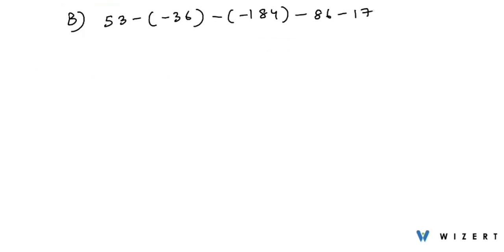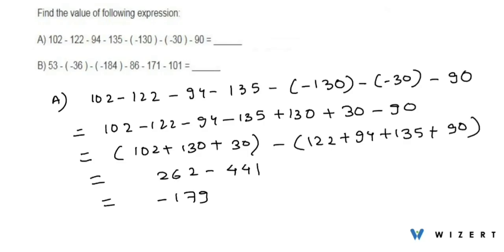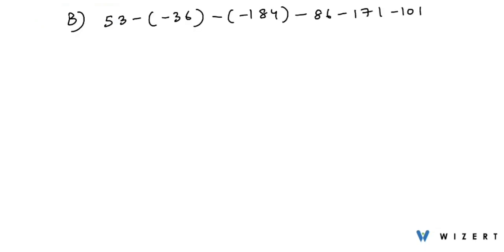Now let's check or simplify option B, that is 53 minus of minus 36 minus of minus 184 minus of 86 minus 171 and minus 101. So let us simplify this in a similar manner to how we solved part A. So 53 plus 36 plus 184 minus 86 minus 171 minus 101.